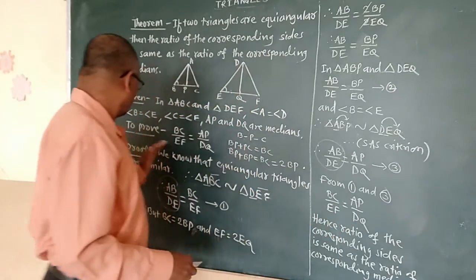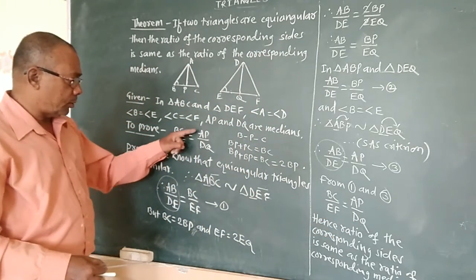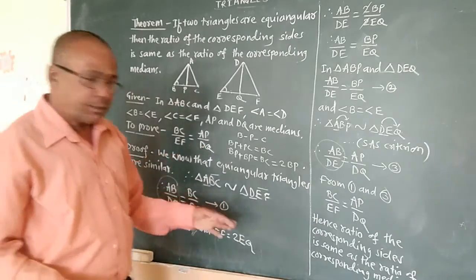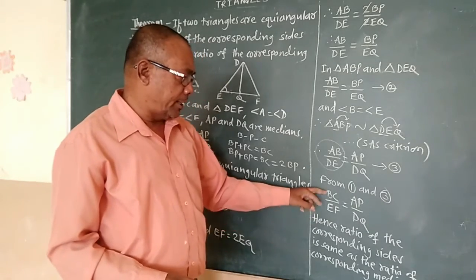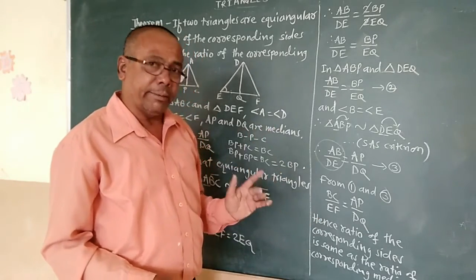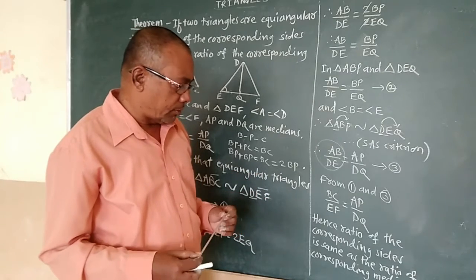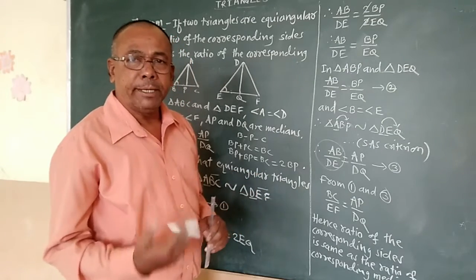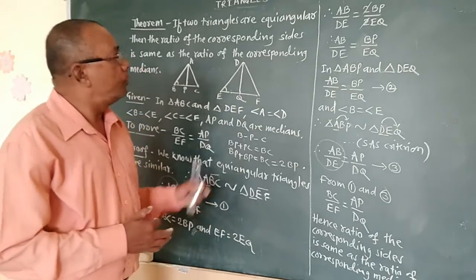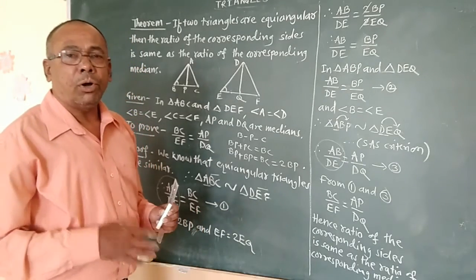So here BC upon EF is equal to AP upon DQ. Hence the ratio of the corresponding sides is the same as the ratio of the corresponding medians. In this way we have proved this theorem or this property.